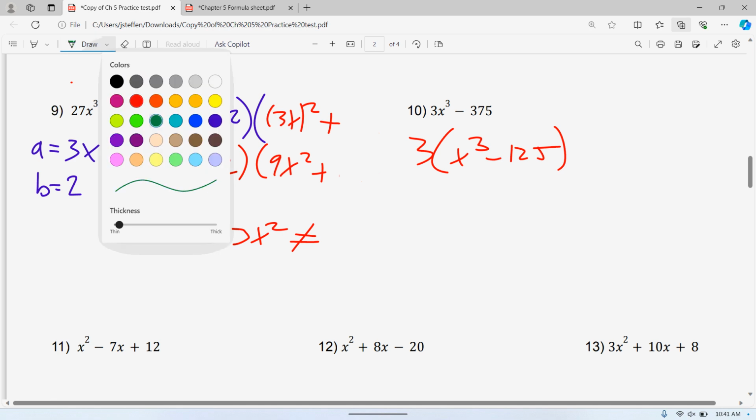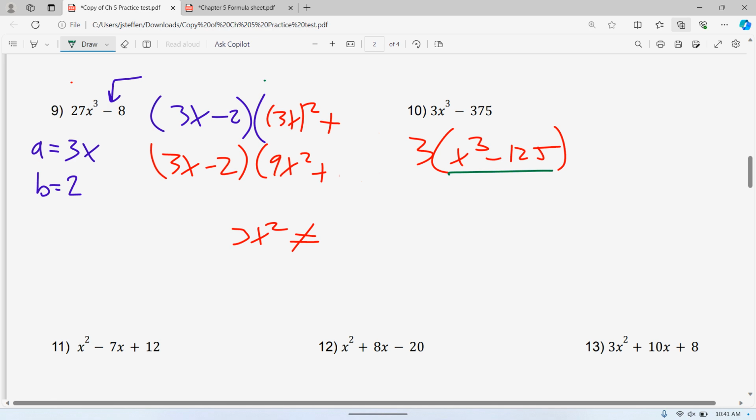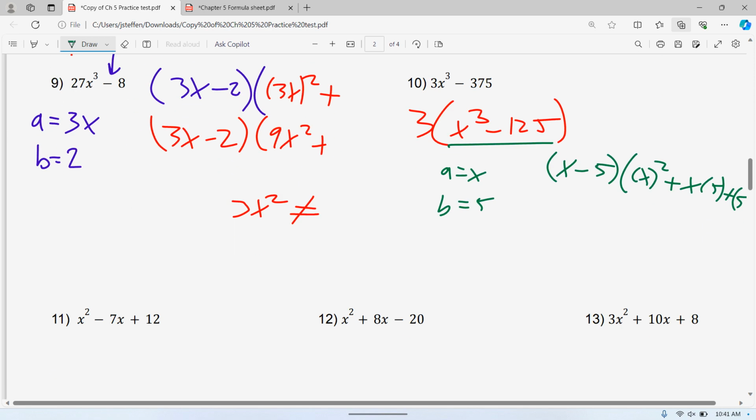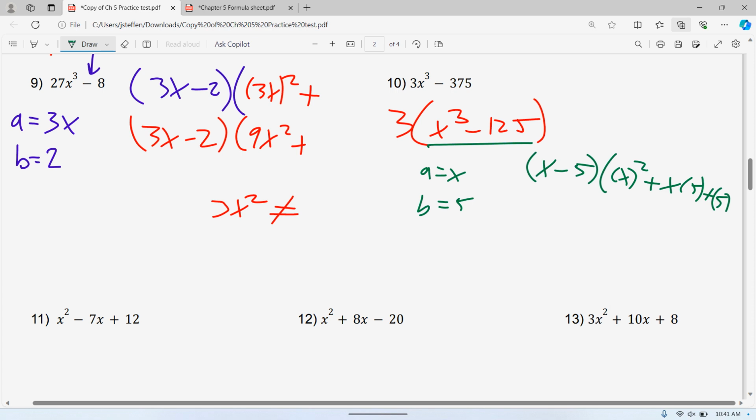To finish, go ahead and do this one. So my A is x, my B is 5. So you end up with x minus 5, then x squared plus x times 5 plus 5 squared. Oops, x squared plus 5x plus 25.